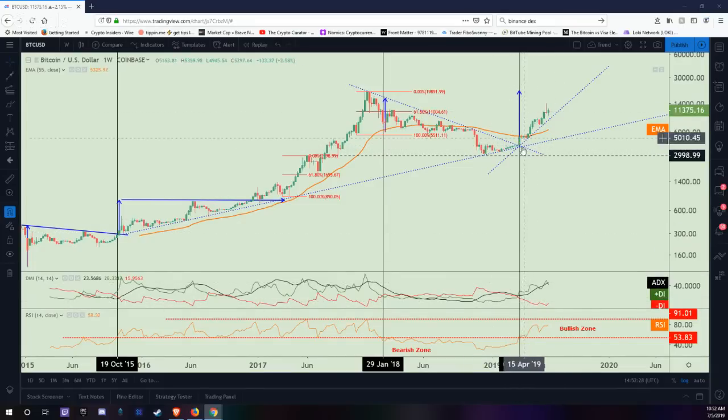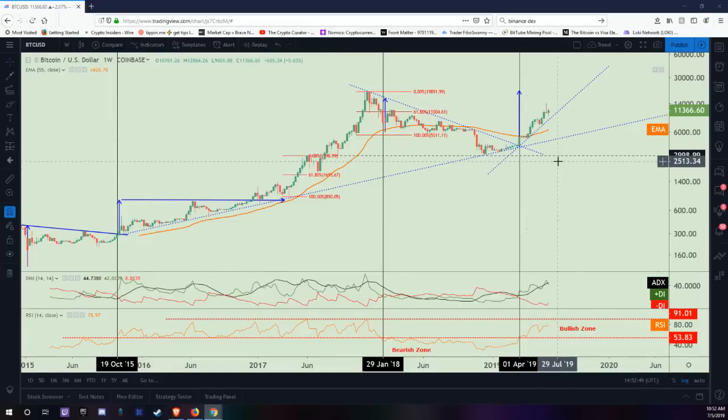And that's where we started to get our little parabolic run that we're on right now. But if you take this distance under the trend line and take the rate of change, it's actually just above the previous high of 19,000. So as long as we are holding this trend line here, I really like this 19,000.